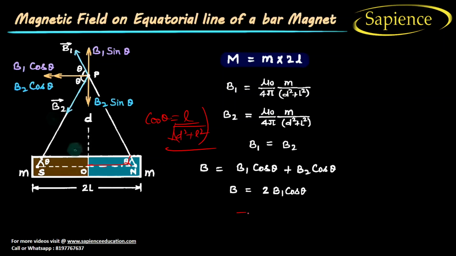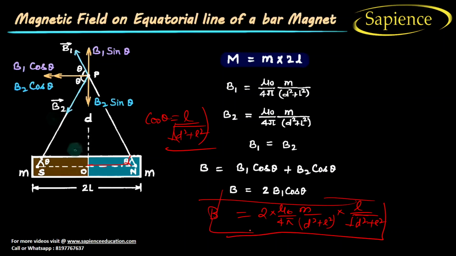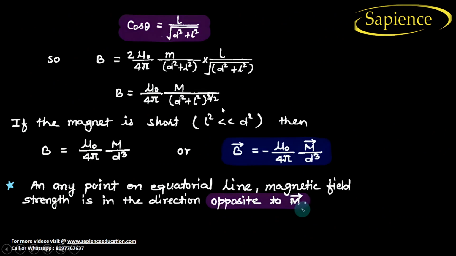So in place of cos theta we will put this, so finally 2 into B1 is equal to mu naught by 4 pi into m by d square plus L square, into cos theta, meaning L by root under d square plus L square. Now finally if you solve it, what will we get here? We can also get the equation like this. See here, net B will be equal to 2 mu naught by 4 pi m L by (d square plus L square) to the power 3 by 2. Okay, so finally we have got the variation. So here we have got this equation, and I have already derived this equation.